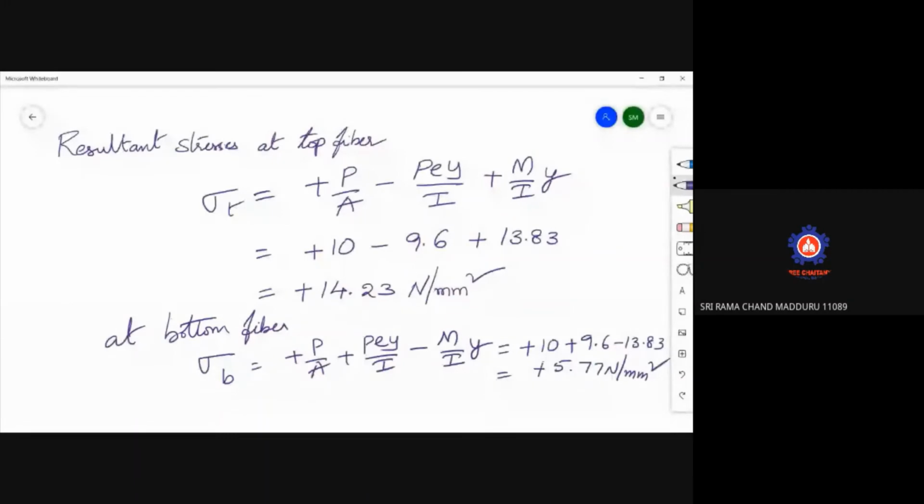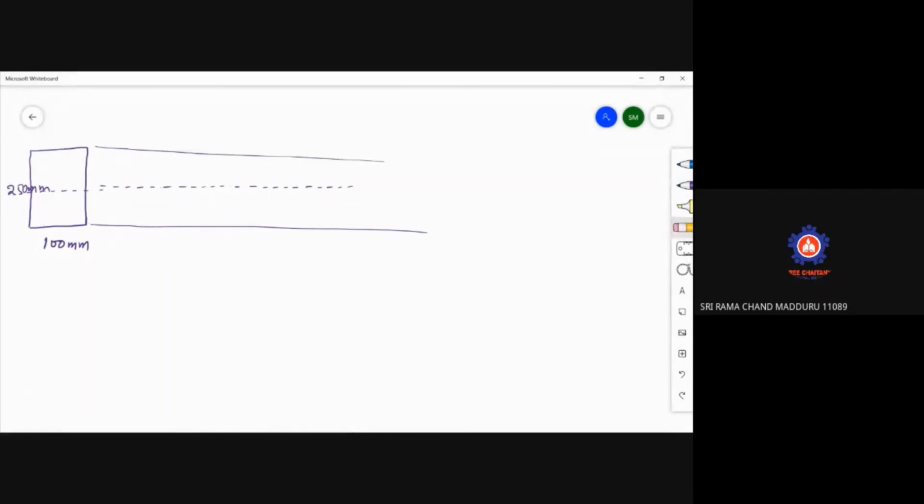So after obtaining these values, first of all we have to draw the stress distribution. To draw the stress distribution, first draw the cross section of the beam. So this is 100 mm, this is 250 mm. So the neutral axis is here. Just draw two parallel lines here. Okay, they are not parallel.